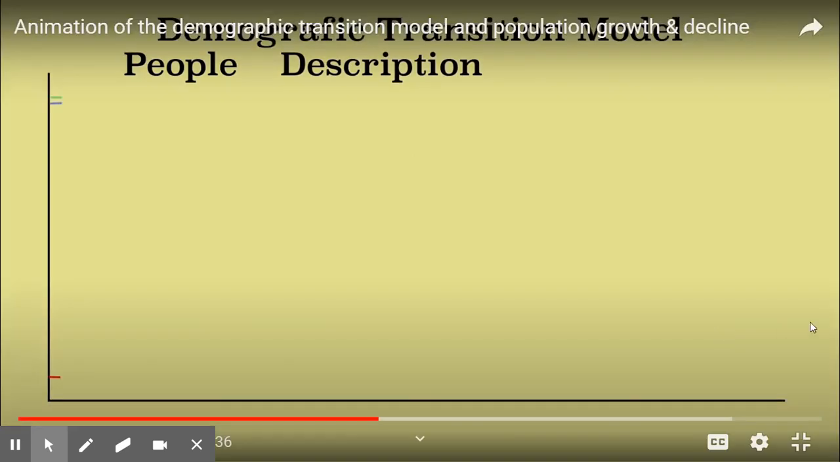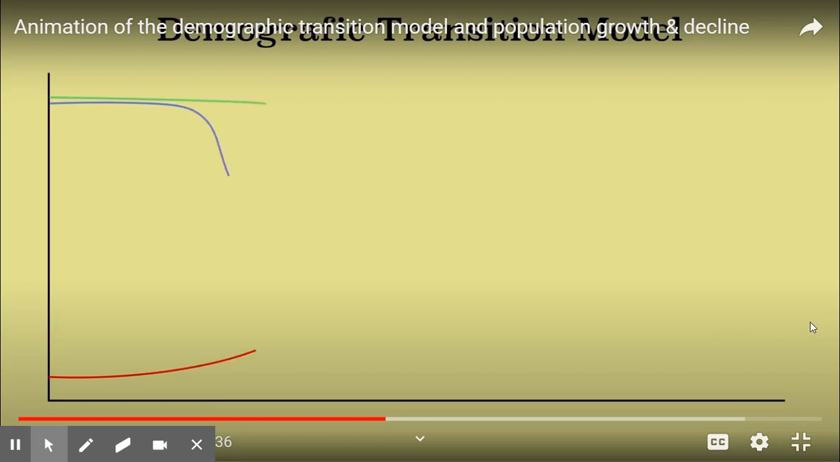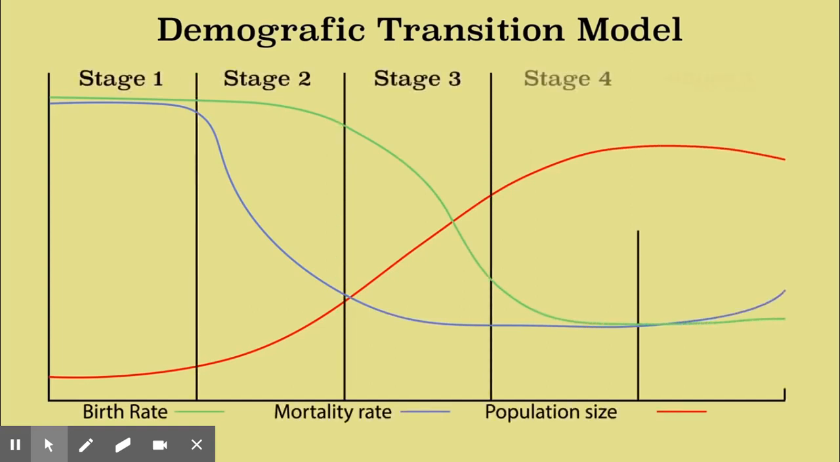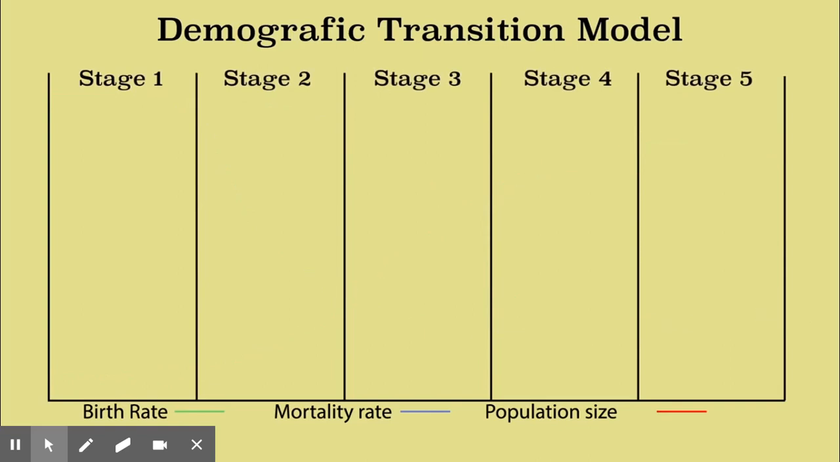Demos means people and graphy a description. The demographic transition model thus shows us a change in the characteristics of the birth and the mortality rate. We can show the demographic transition model as a graph in which the lines represent the birth rate, the mortality rate and the total population size. The model consists of 5 phases.